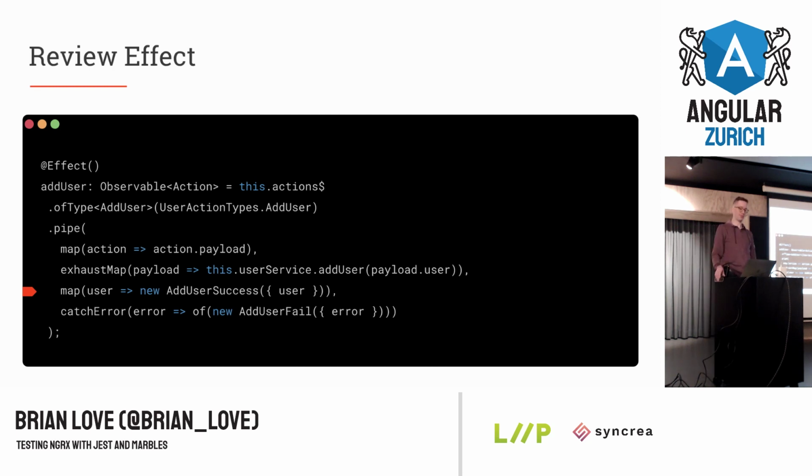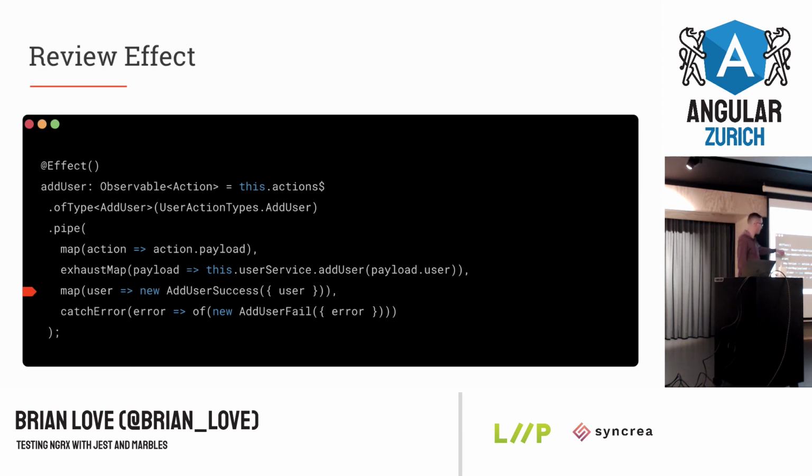Yes, sir. So exhaust map ignores every other request until the first one finishes, yes? Correct. So exhaust map will not allow additional input observables until the inner observable completes. But does it wait for them or throw them away? It throws them away. Exhaust map throws them away. There's another one that might wait. Switch map will actually just keep going.